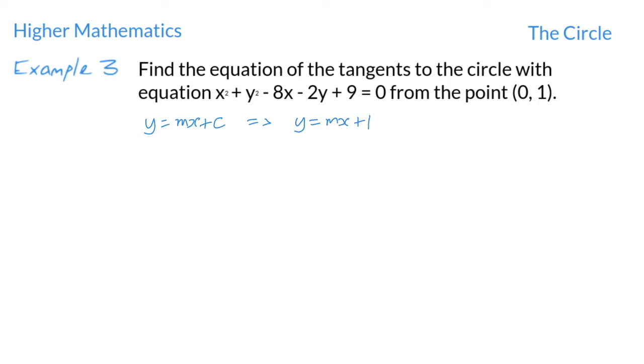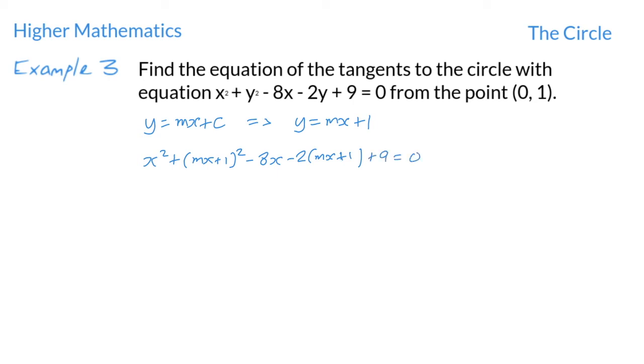We don't know the gradient of each tangent, but we can find that now by substituting that equation into the circle. So we've looked previously at how we can substitute the equation of a line into a circle. I'm going to do that now. And we normally do that to show that it's a tangent. Well, here we know that these lines are tangent to the circle. We just want to find the value of m.